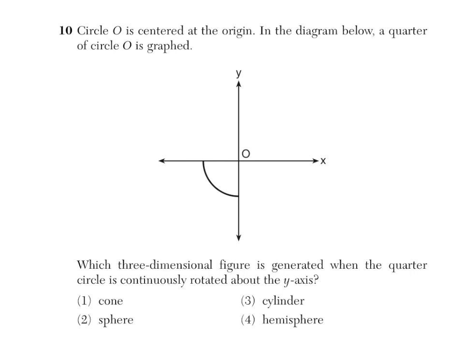Question 10 says, circle O is centered at the origin. In the diagram below, a quarter of circle O is graphed. Here we've got that quarter. Which three-dimensional figure is generated when the quarter circle is continuously rotated about the y-axis? So here we've got the y-axis, of course, and if it's rotated about it, it's going to look something like this, and it's going to create this sort of 3D shape, right? A little bit like a bowl. And what does a bowl kind of look like in this context? A hemisphere, option number 4.